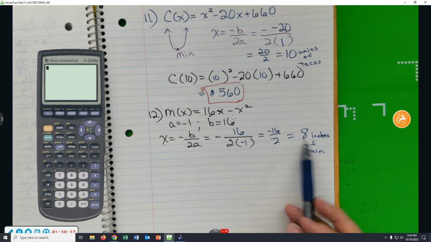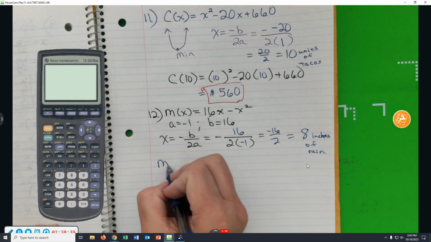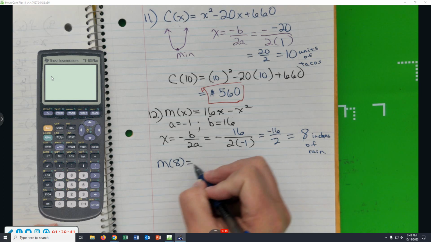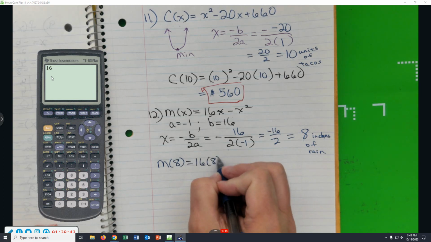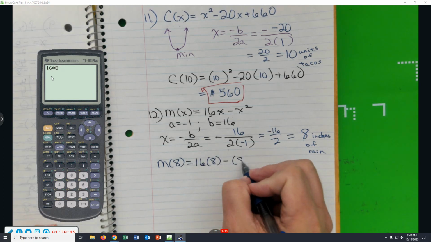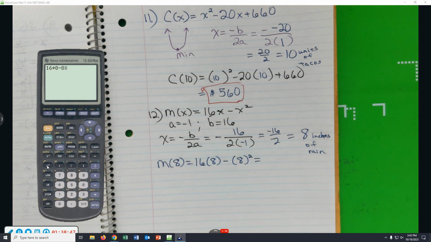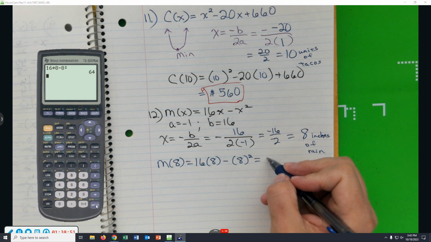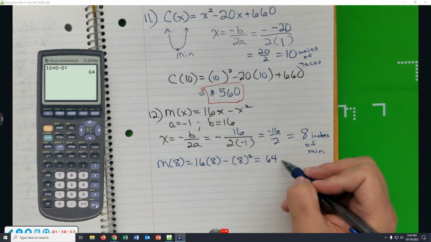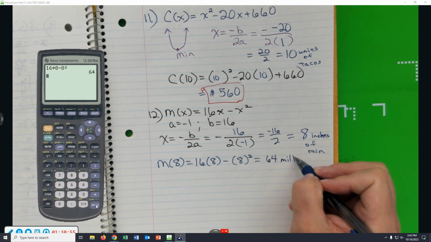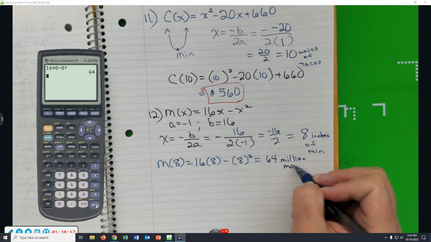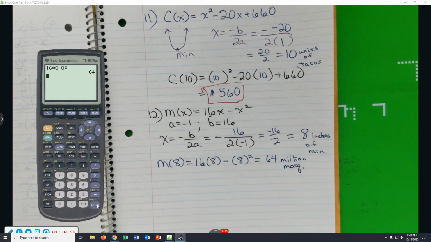Now we need the y coordinate. The number of mosquitoes when there's 8 inches of rain: 16 times 8 minus 8 squared. Is that 128 minus 64? I'm getting 64 million mosquitoes. So if there's 8 inches of rain, then there'll be 64 million mosquitoes.